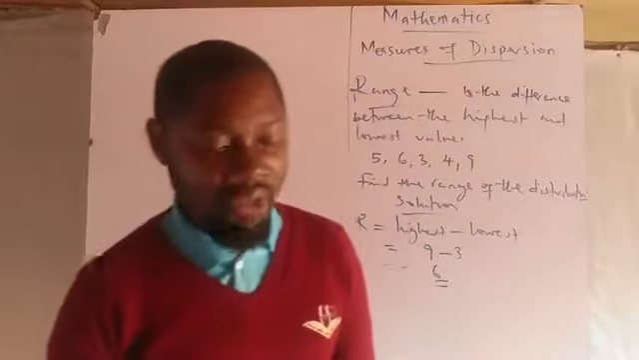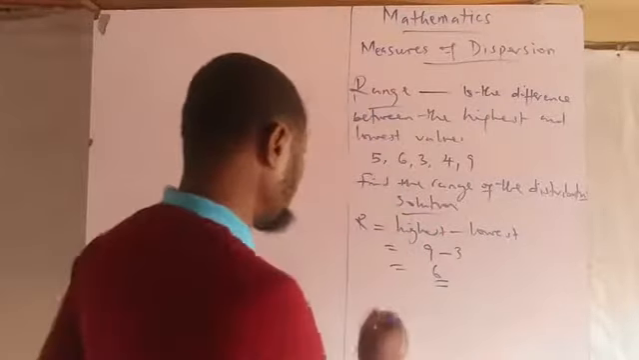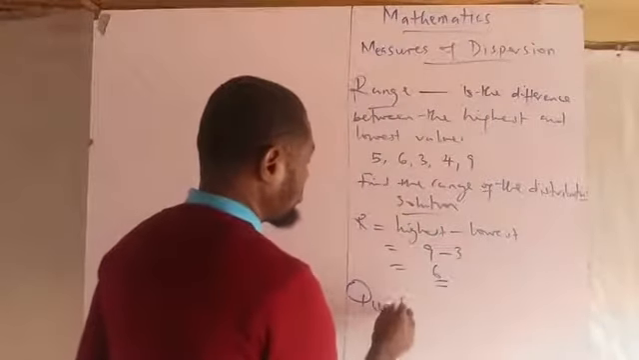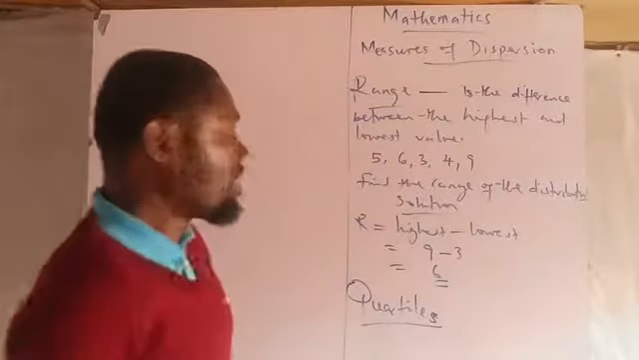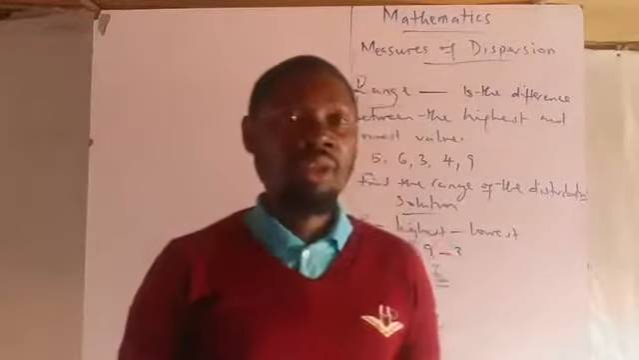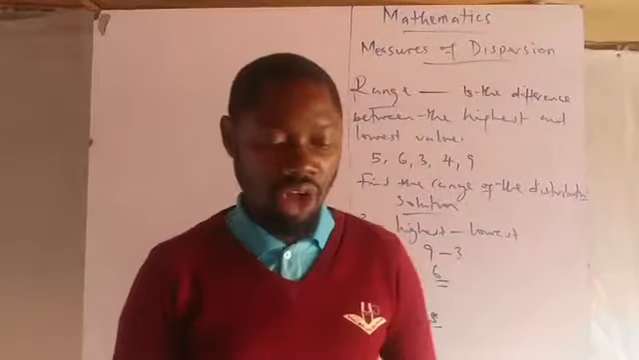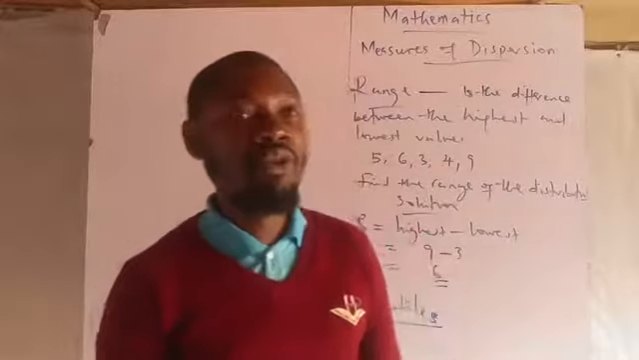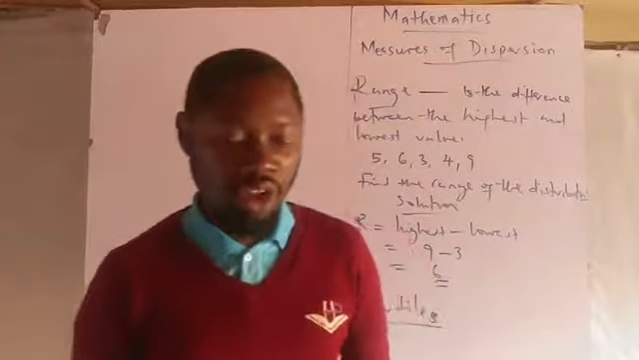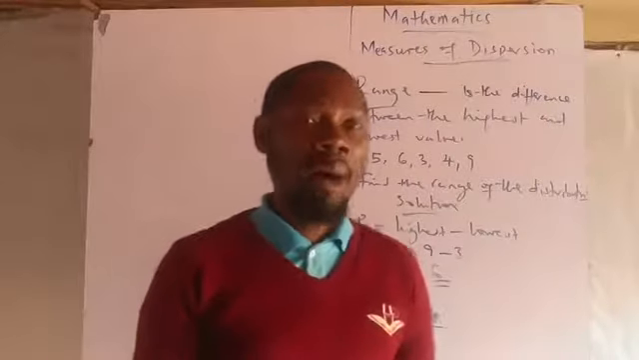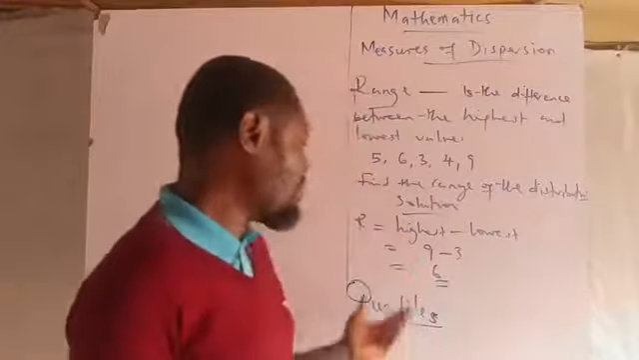Then we also have the quartiles. Quartiles has to do with the quarters. Quarters has to do with dividing a particular distribution or frequency into 4 parts. If you divide a particular distribution or frequency into 4 parts, what you have is called the quarters.